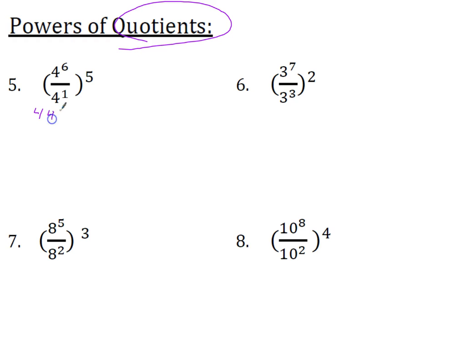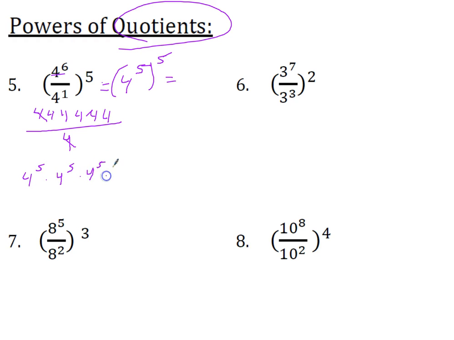So we're going to have 1, 2, 3, 4, 5, 6 fours over 4, right? 4 to the 6 makes 6 copies. We cancel out what we have. So now we are left with 4 to the 5th to the 5th. So what we're going to do is make 5 copies of 4 to the 5th.